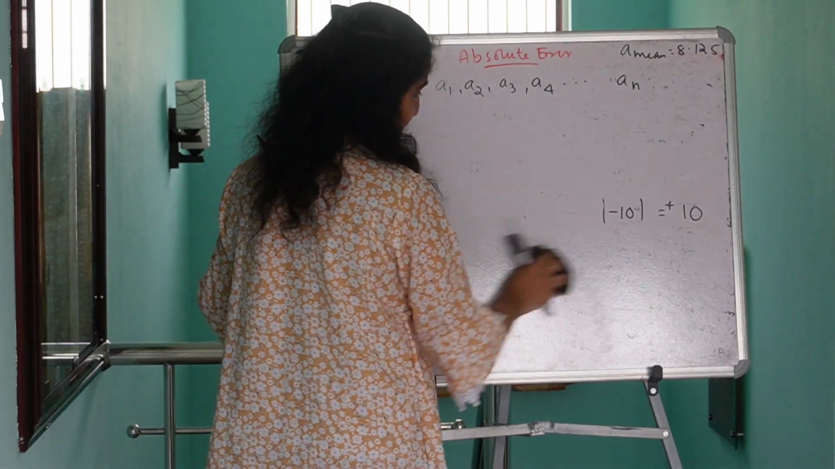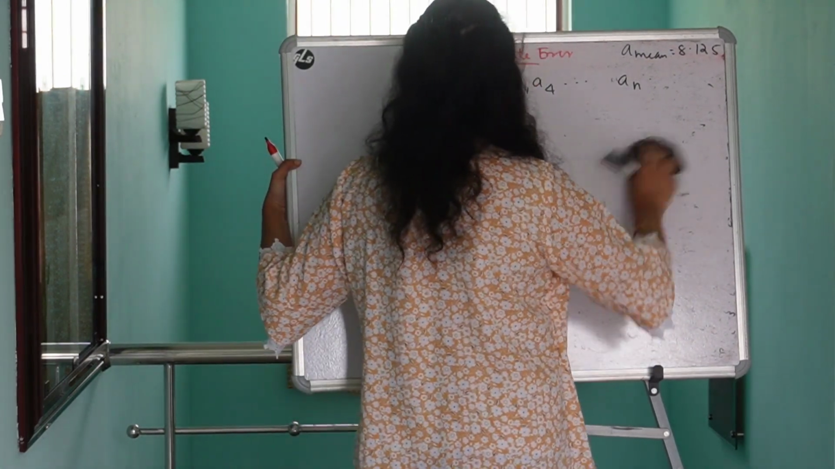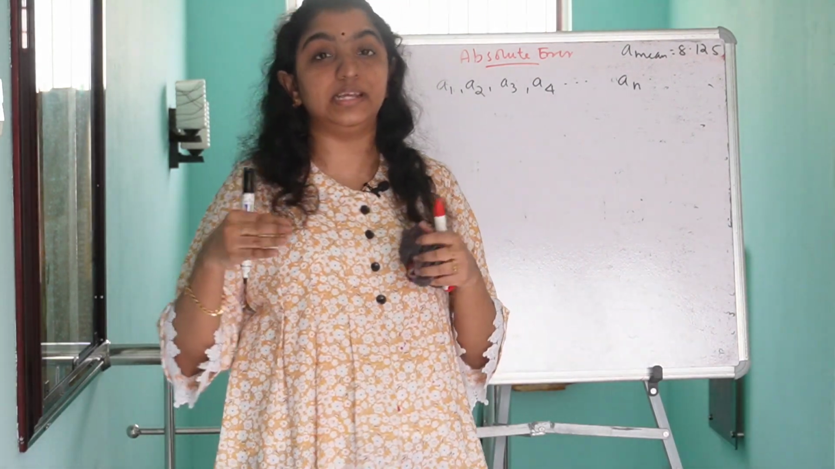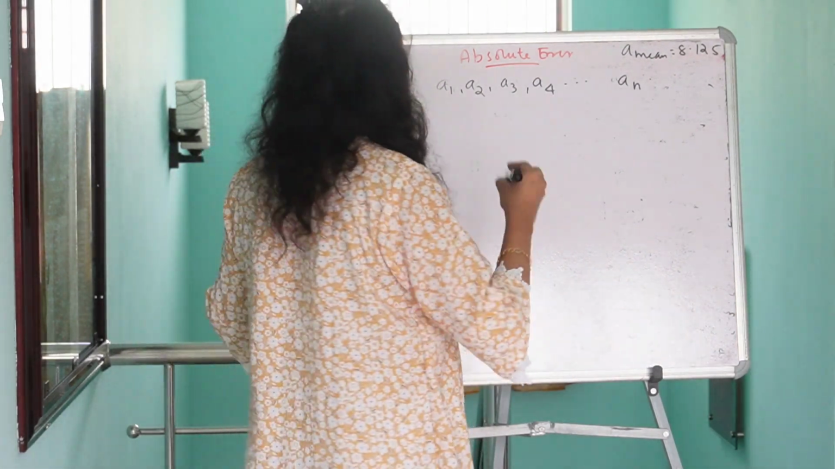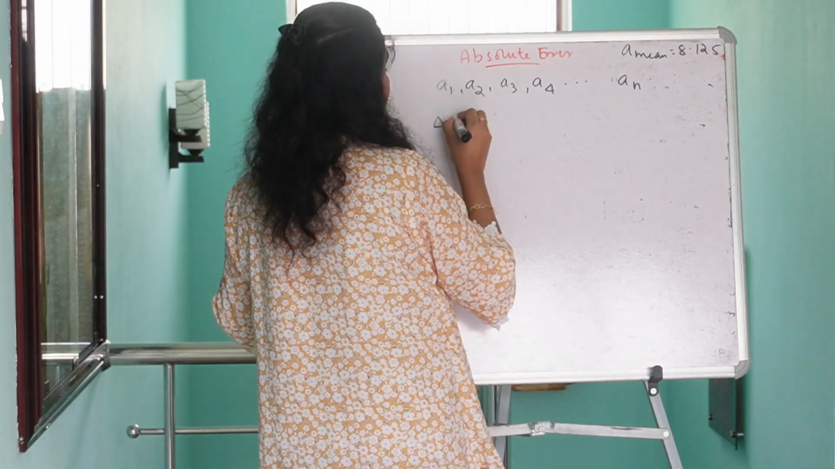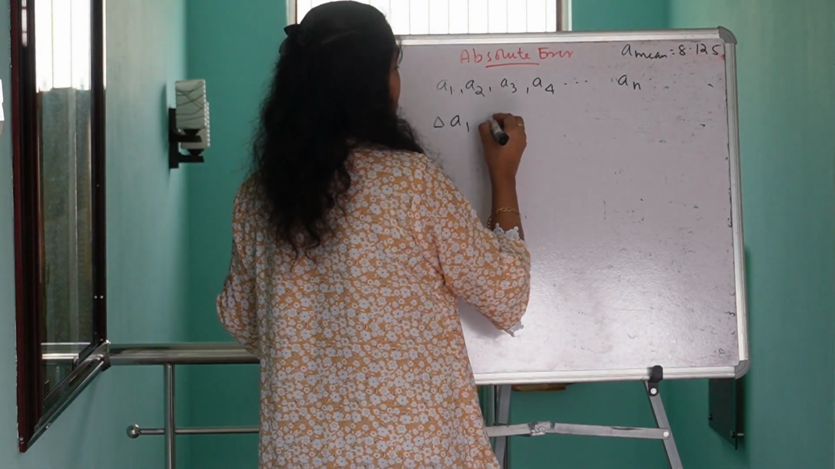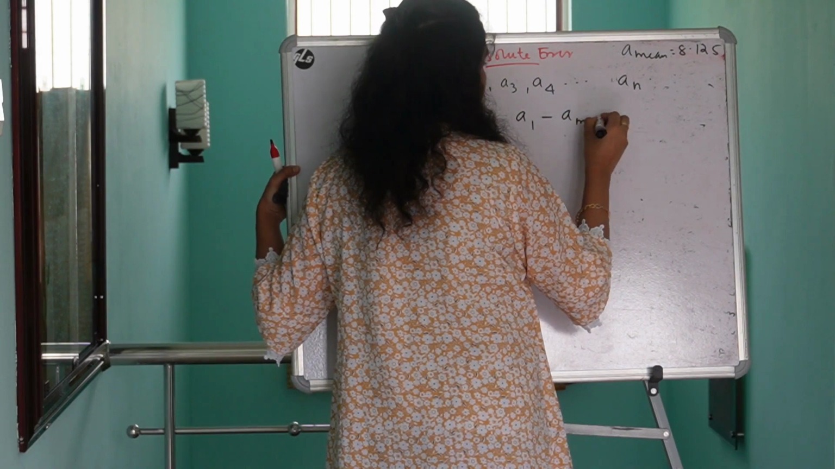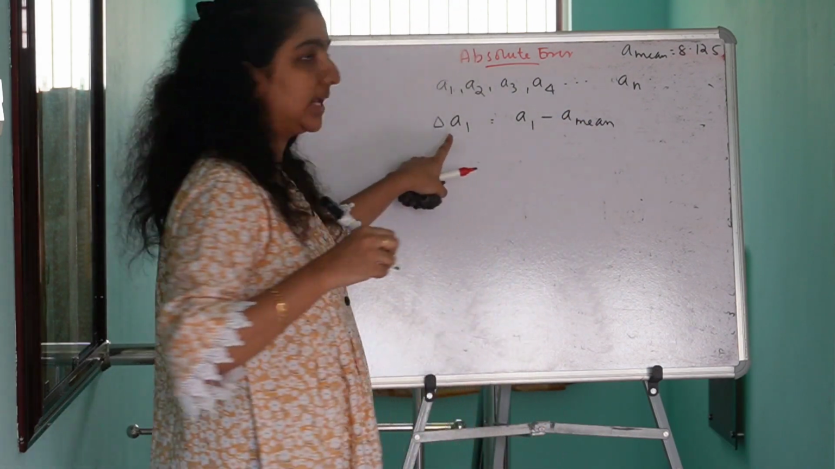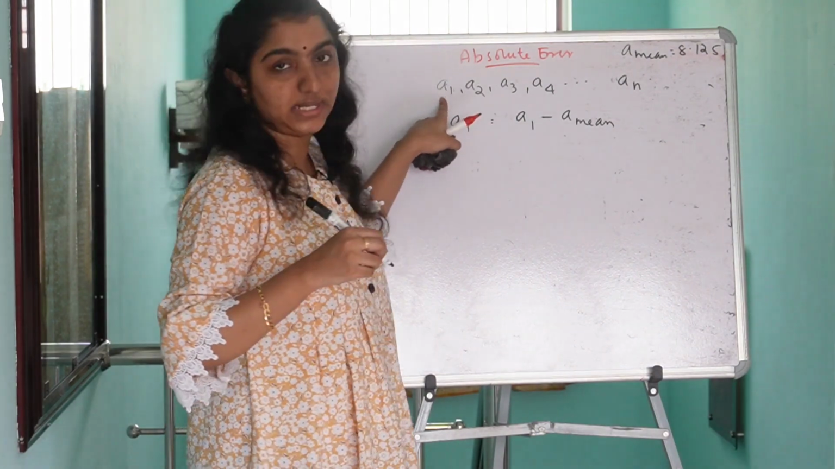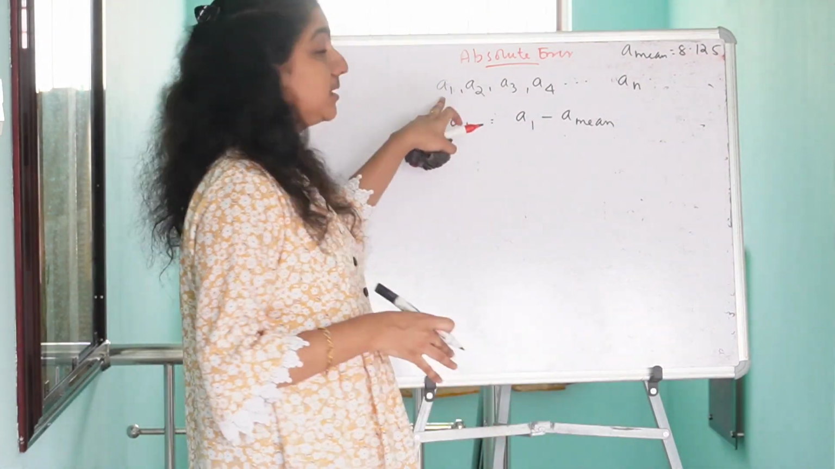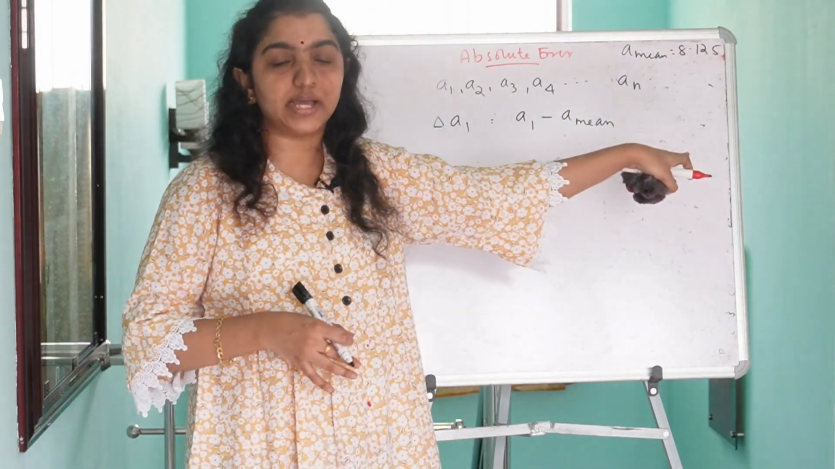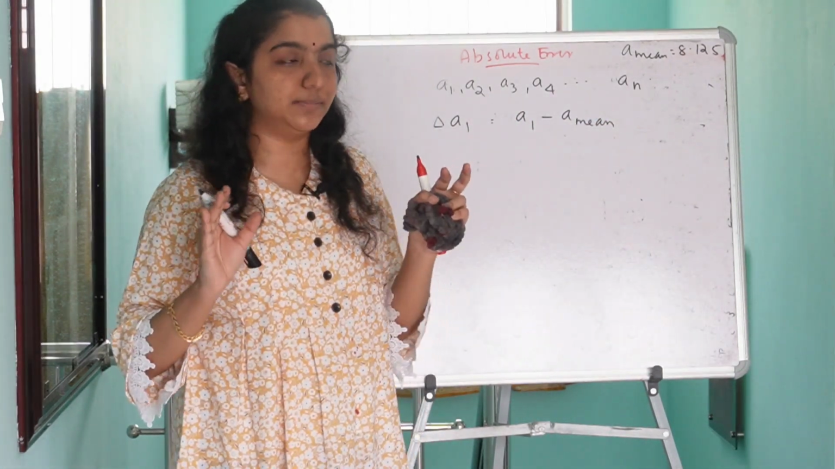So what is absolute error? Absolute error is the magnitude of the errors in individual measurements. We know the error value in the measurement A1 is equal to A1 minus A mean. The error value in the measurement A1 is equal to the measured value A1 minus the actual value A mean. Is it clear up to this?